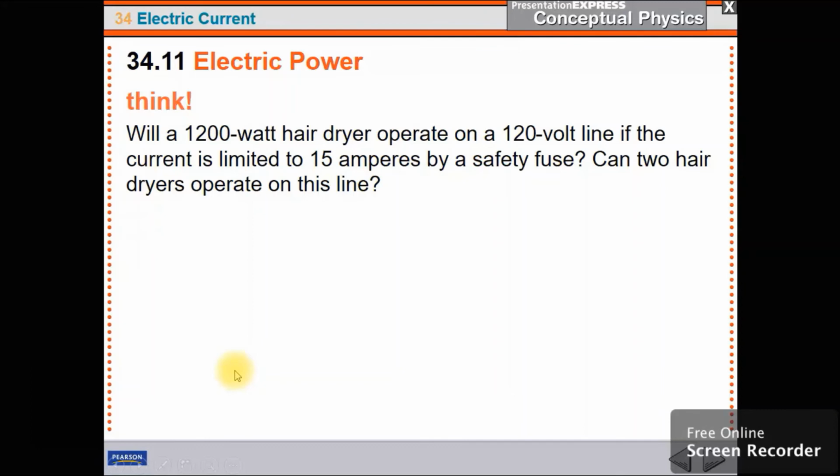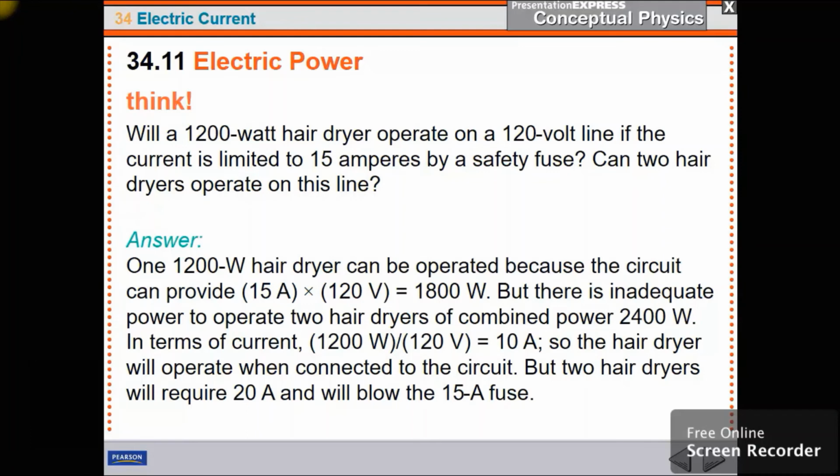Will a 1,200 watt hair dryer operate on a 120 volt line if the current is limited to 15 amps by a safety fuse? That's more complicated than I wanted to get right here, right now. Yes, the answer is yes.